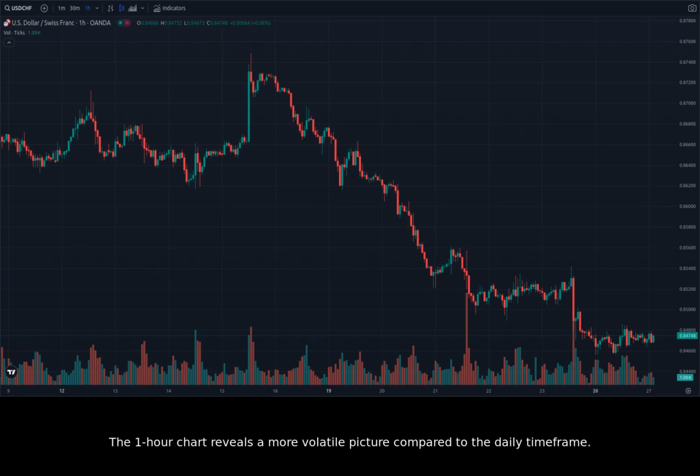The 1-hour chart reveals a more volatile picture compared to the daily time frame. We see a series of lower highs and lower lows, confirming the downtrend we've been discussing. There's also a clear resistance level near 0.8550. Let's narrow down our focus to the past 3 days.